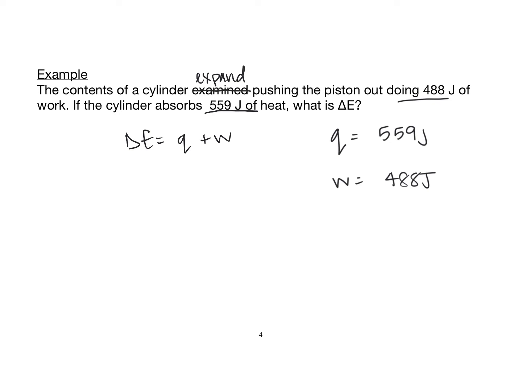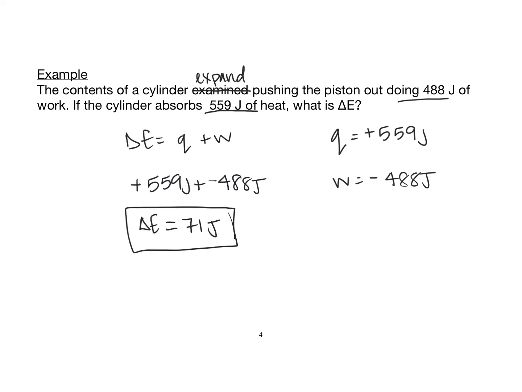Since the work is leaving the system, it's going to be negative, but it is going to absorb 559 joules of heat. So Q plus W is positive 559 joules plus a negative 488 joules. And that gives me delta E equal to 71 joules.